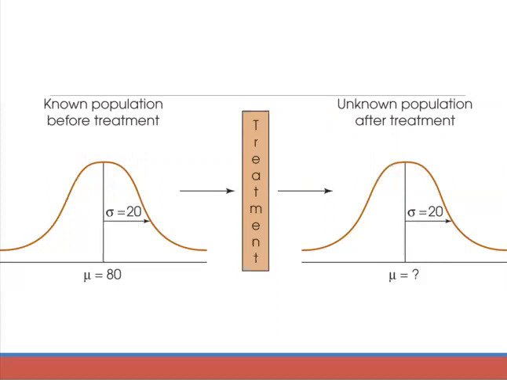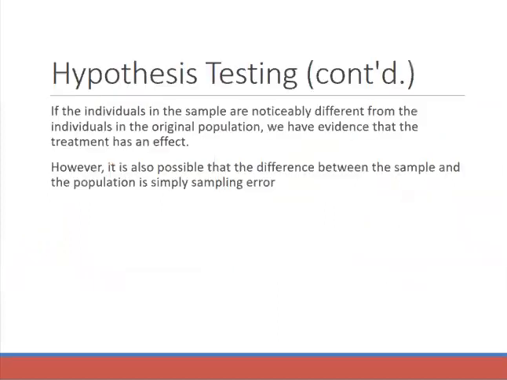So we do research with a sample and see what that sample mean looks like. If the individuals in the sample are noticeably different from the individuals in the original population, then we have evidence that the treatment did in fact have an effect. And we assume that any difference between our sample and our population is because of the treatment. But of course, we have to remember from last chapter that it could also be due to sampling error, right? By random chance, in the example we did in the last chapter, you could get a bag of M&Ms that's 90% orange.